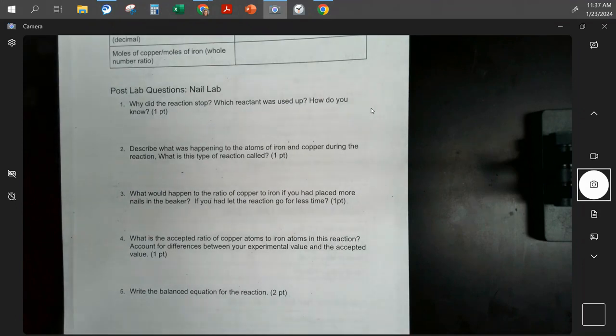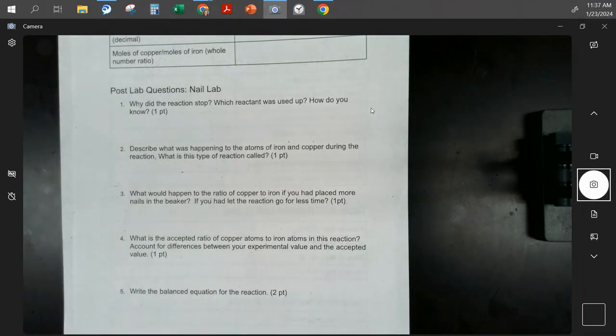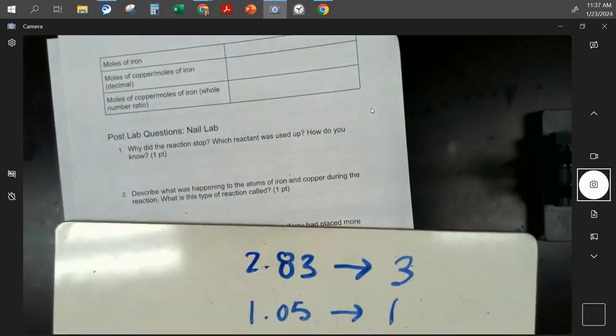Yes. And Spears, you had a name for that. What was the name? It's a single replacement. That's called a single replacement reaction. Good. So I will write that here. Let me erase this.